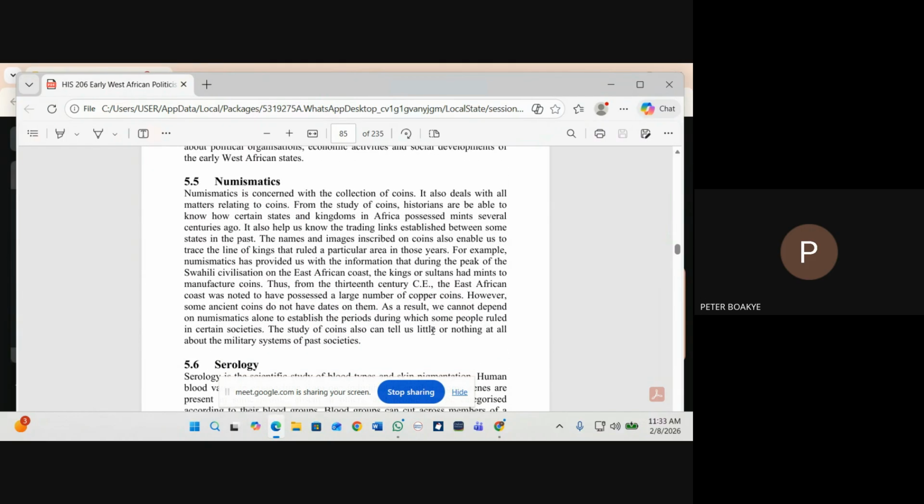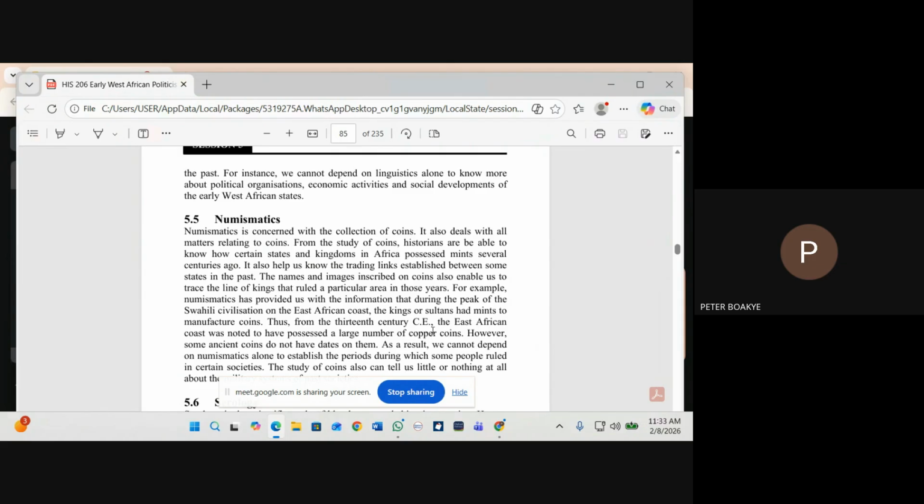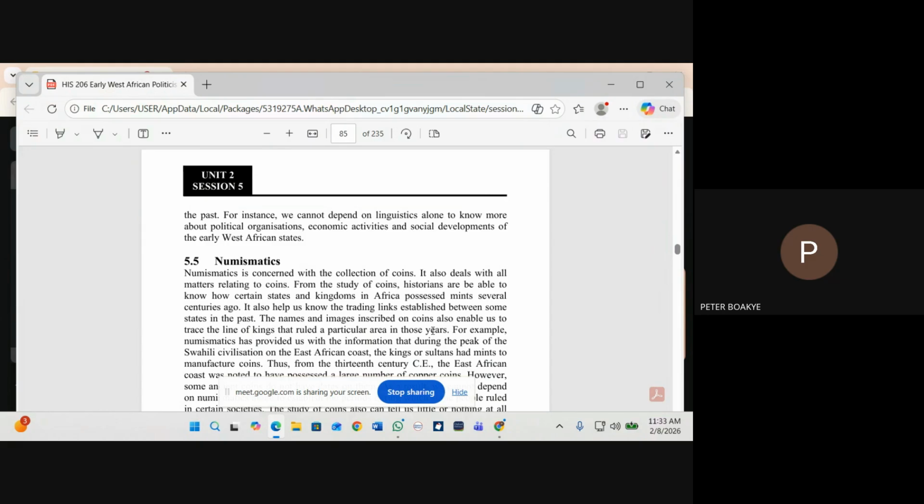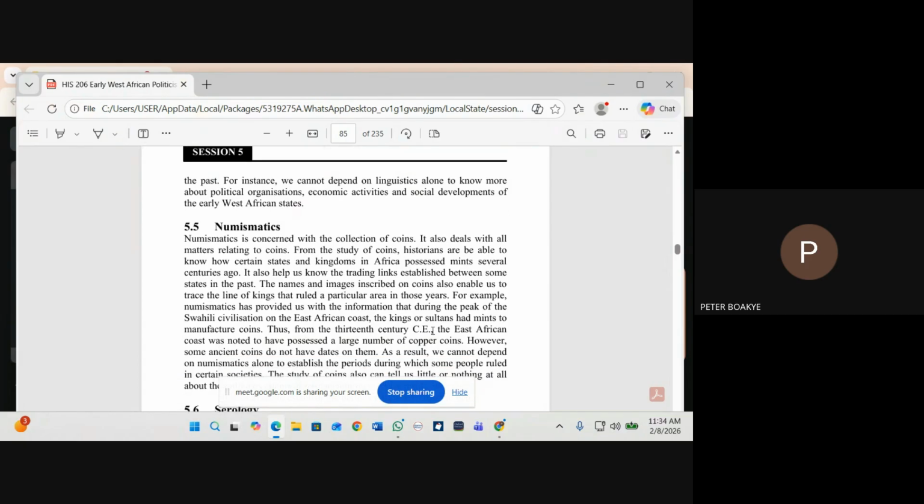Okay. And numismatists also look at... as I said, linguistics deals with languages, so numismatics deals with coins, the scientific study of coins. That is numismatics, and it's very crucial so far as coins are concerned. So numismatics is concerned with the collection and scientific study of coins. It also deals with all matters relating to coins.